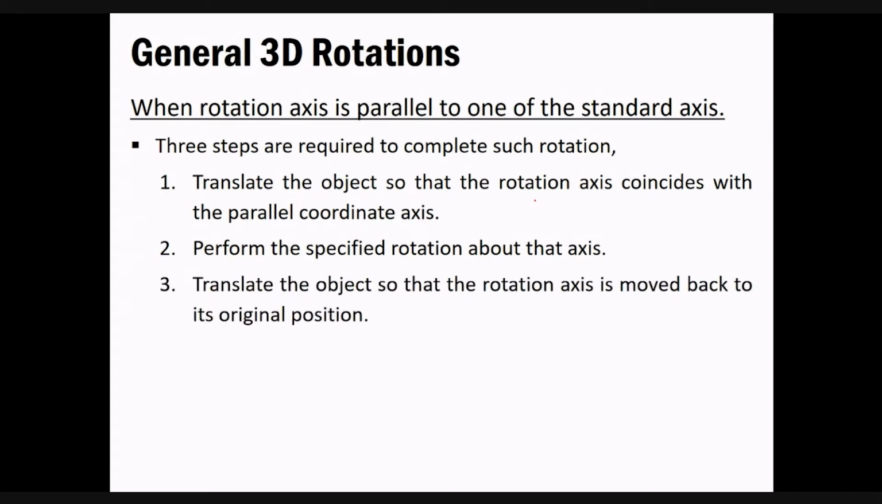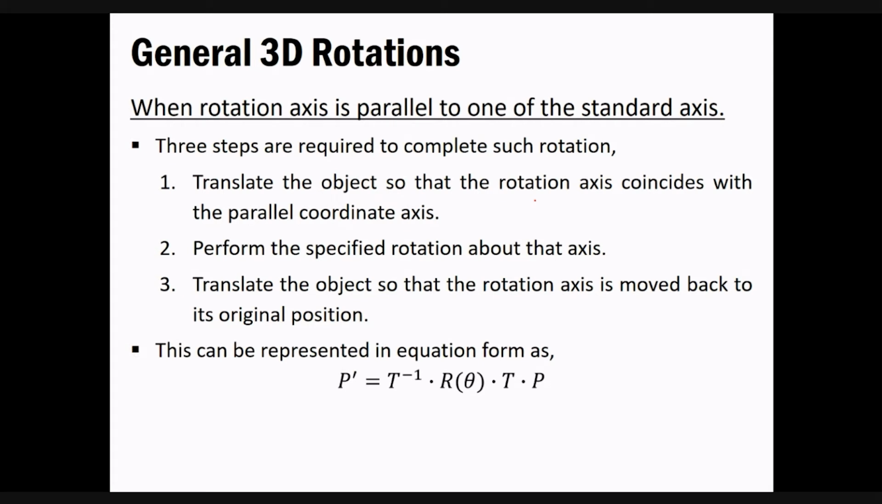And then the third thing is to translate the object so that the rotation axis is moved back to its original position. Because whatever operation you are performing, you should not end up away from the given position, so you have to put it back to its original position. The whole thing can be represented as given over here. We rotate the object about that particular axis and then perform the inverse translation, so that it gets back to its original position. So this is about general 3D rotation.